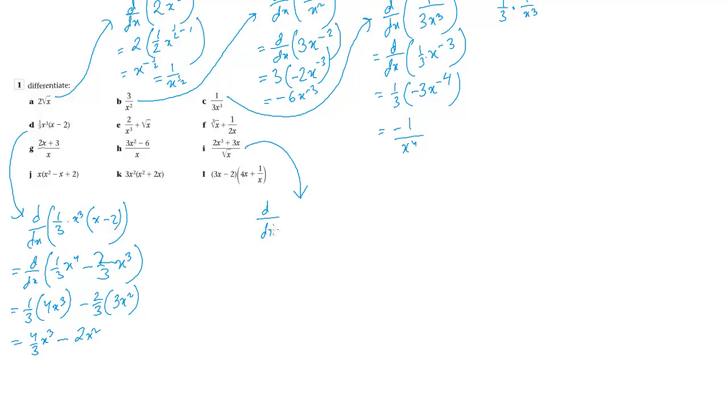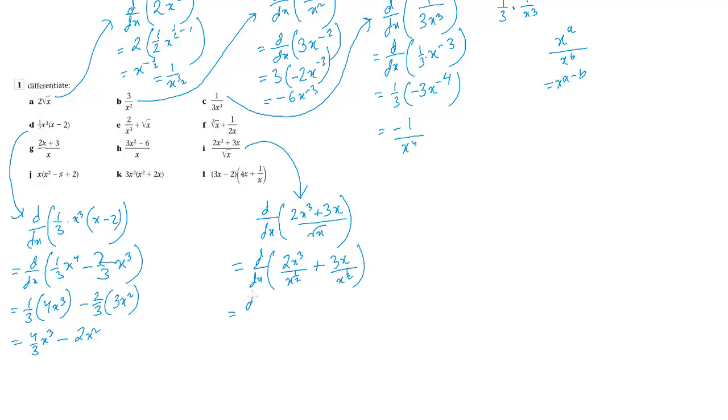So d by dx of 2x cubed plus thrice x divided by square root of x. Now let's use some indices rule before we can simplify. So this is when you have division, x to the power a divided by x to the power b, the indices rule says you subtract the power. So we have 2x cubed divided by x to the power half, because square root really means half, plus 3x divided by x to the power half.